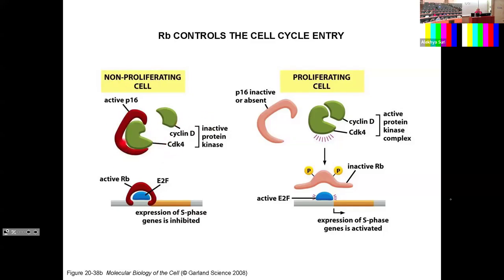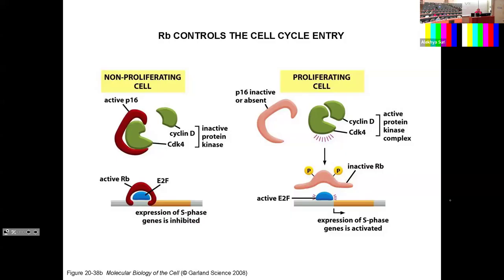So that complex, CDK cyclin D, cannot phosphorylate the retinoblastoma. So retinoblastoma is associated with E2F. E2F is a transcription factor that stimulates the transcription and expression of the S-phase genes, right? So then the RB is there. In the picture it doesn't show, but it has a few sites phosphorylated. But here you have a lot of sites phosphorylated, right? I think it's two here and five sites here.